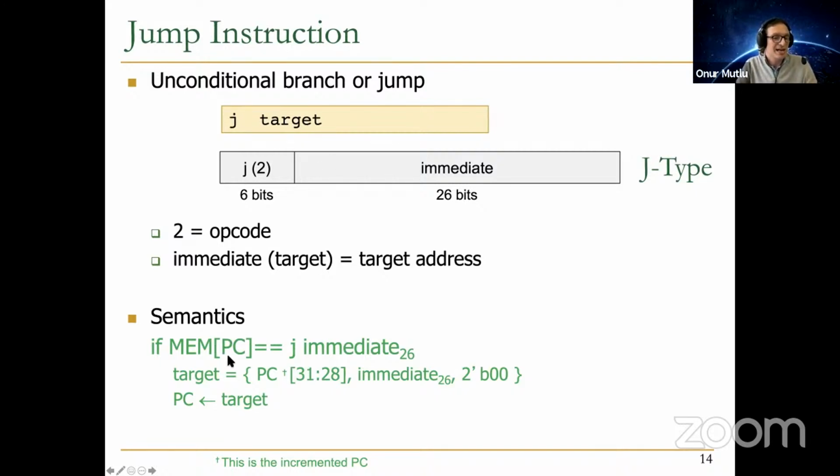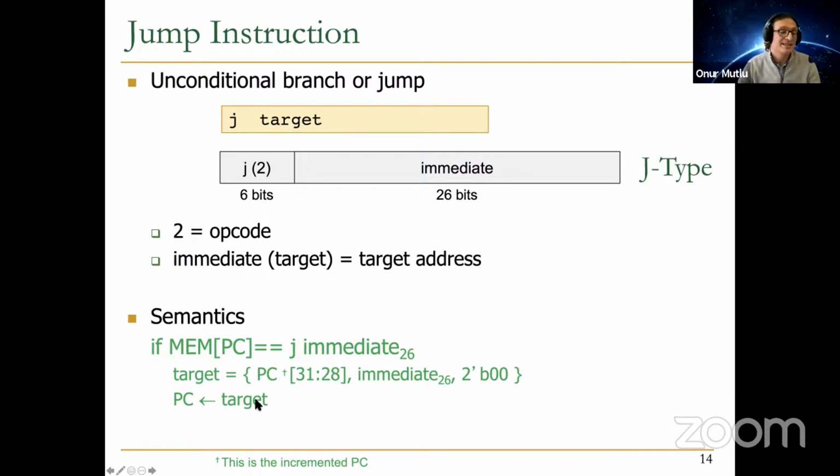Basically, if the instruction is a jump instruction, the bottom 26 bits of the instruction are interpreted as an immediate value, and the next program counter is unconditionally determined to be the top 4 bits of the incremented PC, PC plus 4, concatenated with the 26-bit immediate, concatenated with 2 bits at the bottom. So that's how you form the target address, by concatenating these 3 components: program counter, immediate, and 2 zero bits at the bottom, because it's a byte addressable machine, if you remember. And the program counter should get this target address.